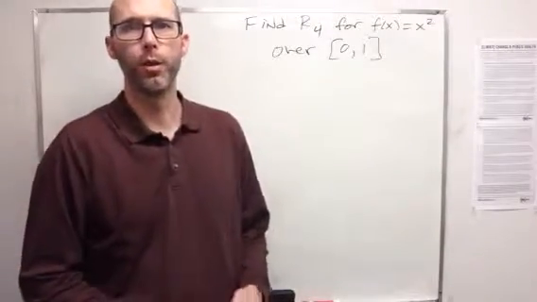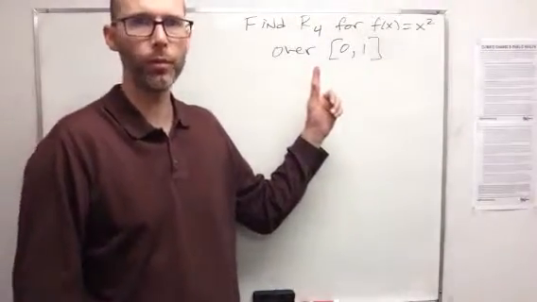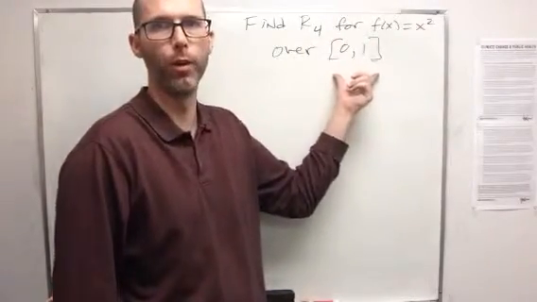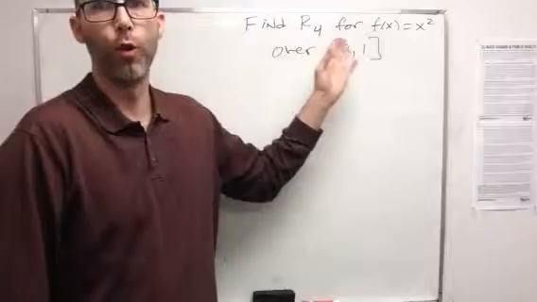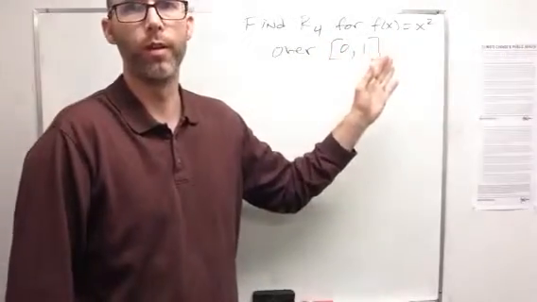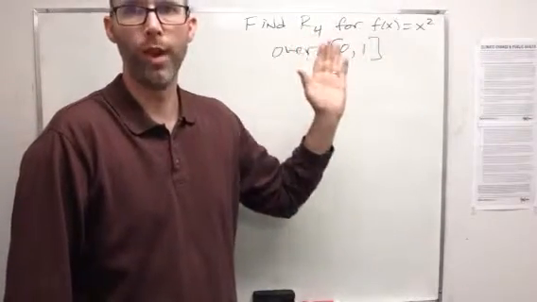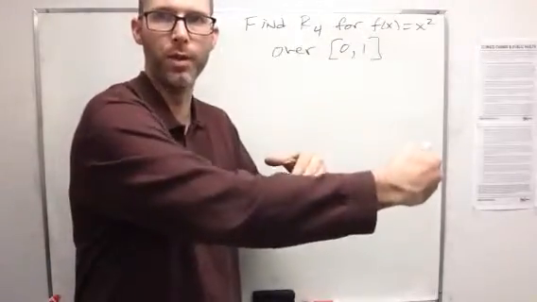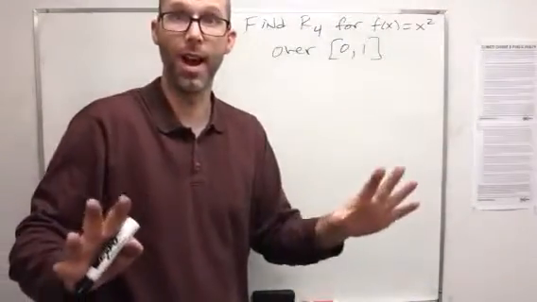Alright, we're going to compute R4 for f of x equals x squared over the interval 0, 1. R4 is the approximation with 4 rectangles using height at the rightmost endpoint. Sounds like a lot, I know.